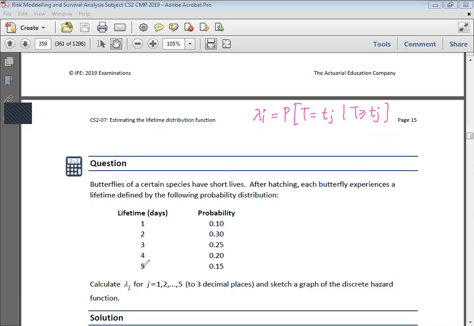I think it would be the same because they're just saying lifetime here. So it's given that these are the days for which butterflies will stay alive. Now, how do you guys think we should go about calculating these lambda i's? So the hazard rate for each of these days, given the probability distribution. So 0.10 is the probability that the lifetime of a butterfly will be just 1 day.